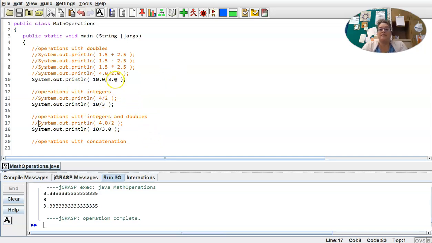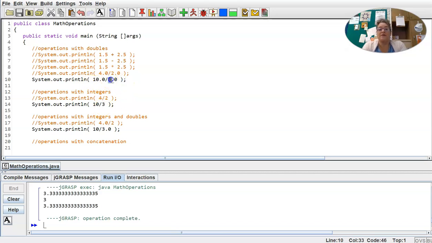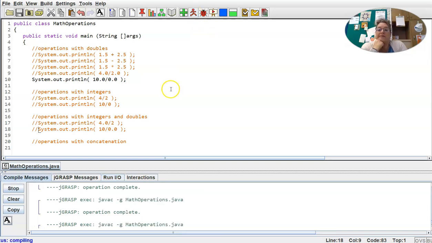Okay, another thing that's interesting in division is to look at what happens when we divide by 0. So in math classes, right, we have learned thou shalt not divide by 0, because that answer would be undefined. So let's look at these one at a time. So I'm going to comment out these two, and we're going to try first just the 10.0 divided by 0.0 and see what happens.